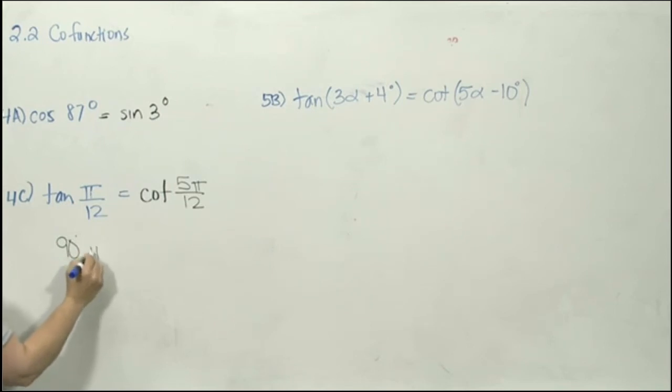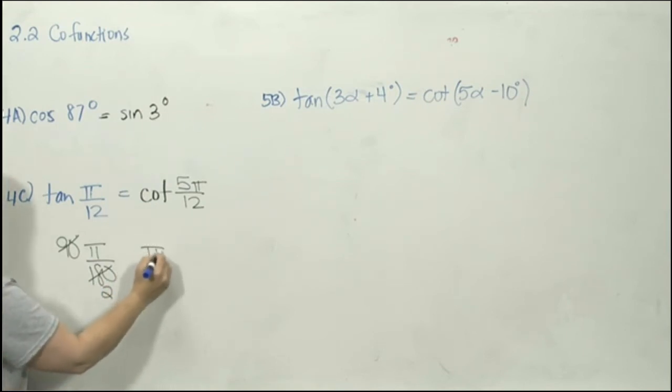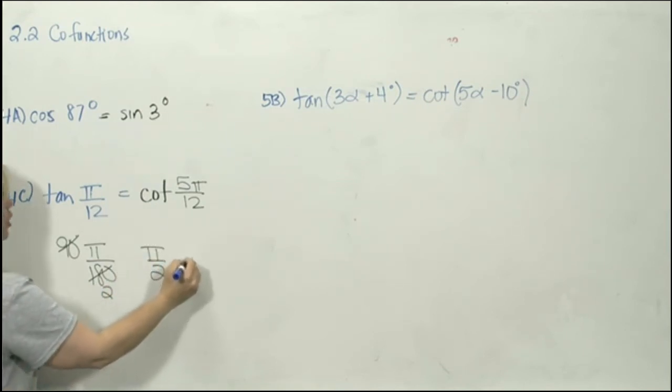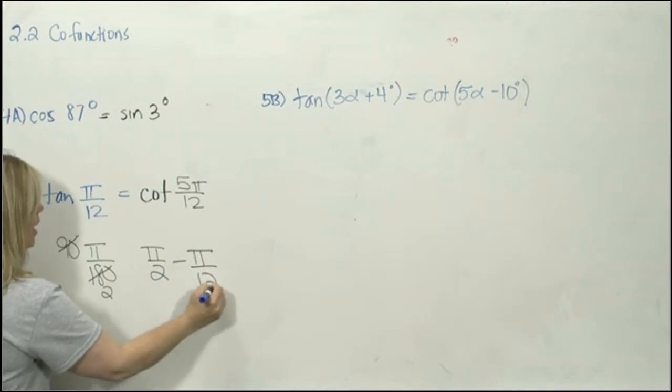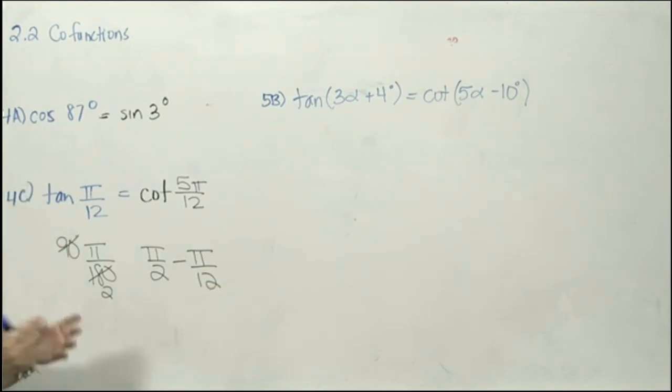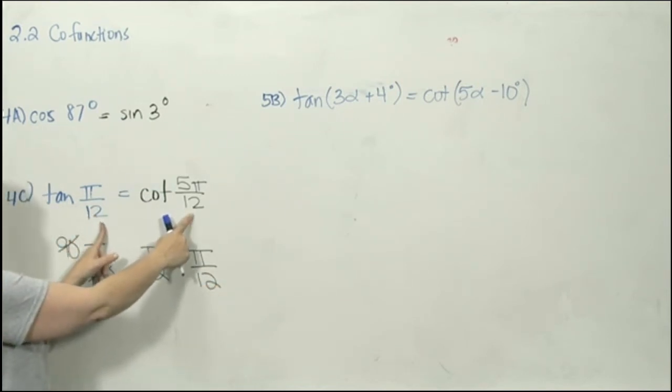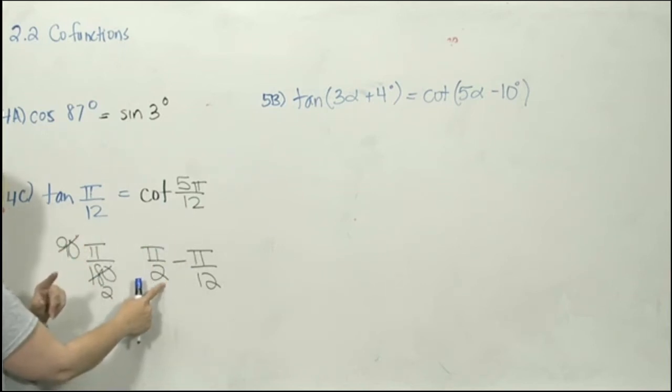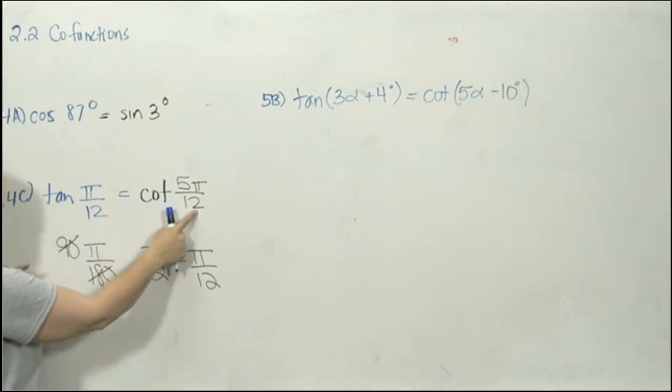90 degrees in radian measure, I change it to radians. Well, 90 would go into 180 twice. Wouldn't that be pi over 2? And from pi over 2, I want to subtract pi over 12. If cofunctions, the angles got to add to 90. That's 90 degrees in radian measure. Well, if I subtract that angle, I should get this angle.